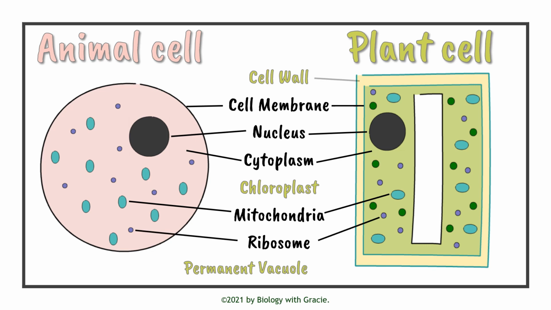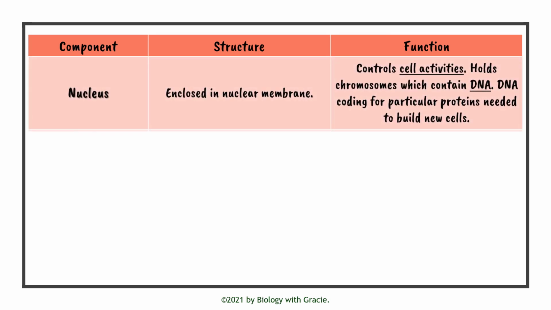And then for the plant cell, we've got the cell wall, which is the outermost wall of the cell. We've then got chloroplasts, which are these slightly darker green circles represented here. And then we've got this big white region, which is the permanent vacuole. So now I'm going to talk about the structure and the function of the components of both animal and plant cells. The first component we've got is the nucleus, and this is enclosed in a nuclear membrane.